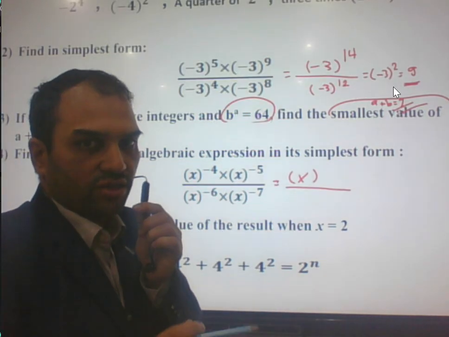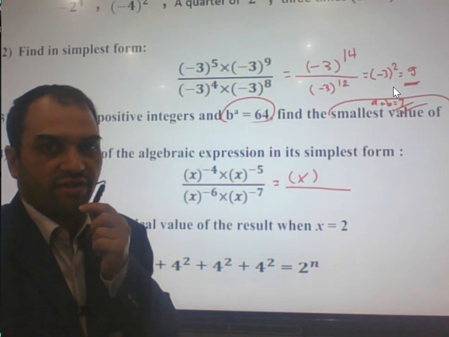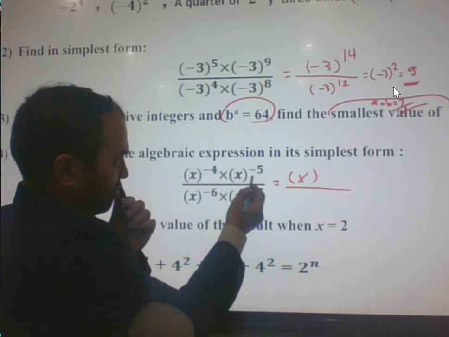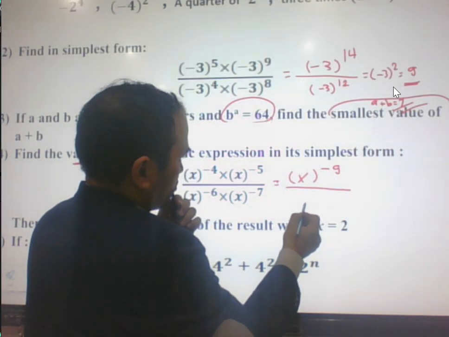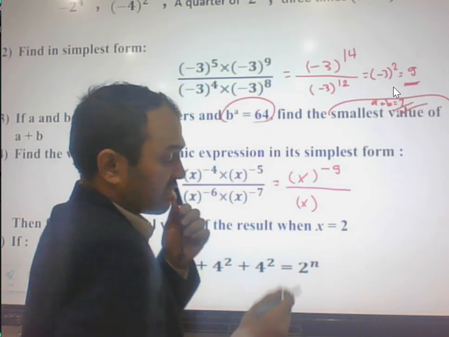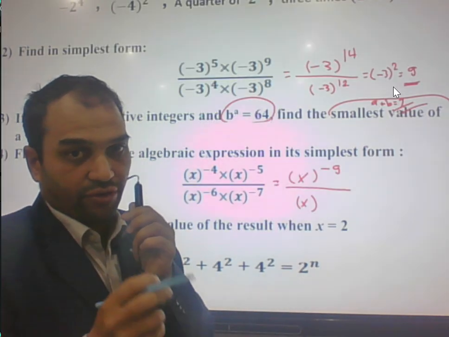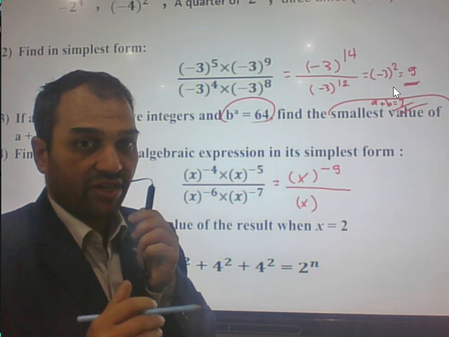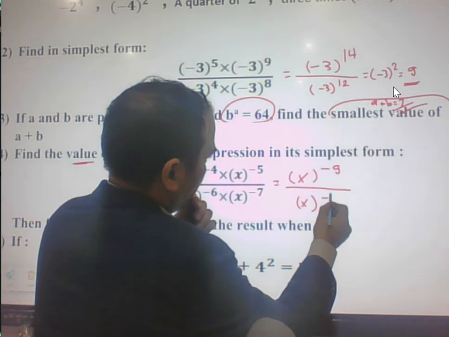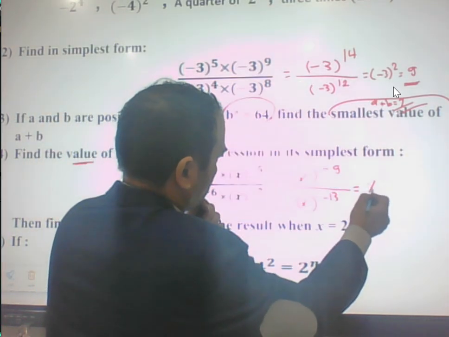We must collect the powers here. Negative 4 plus negative 5 will be negative 9. You can collect two powers here. And in the numerator, we have x also negative 6 minus 7. You can collect because you product them, okay? Negative 6 plus negative 7 equals negative 13. Right here, negative 13. And next step, we can divide it.